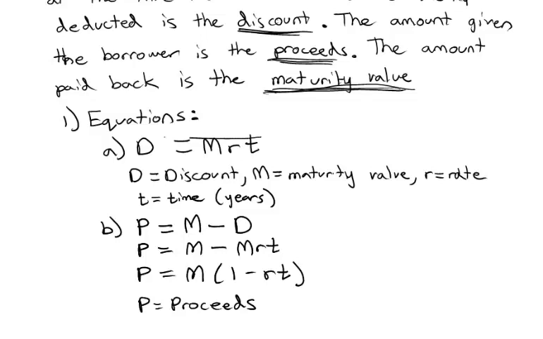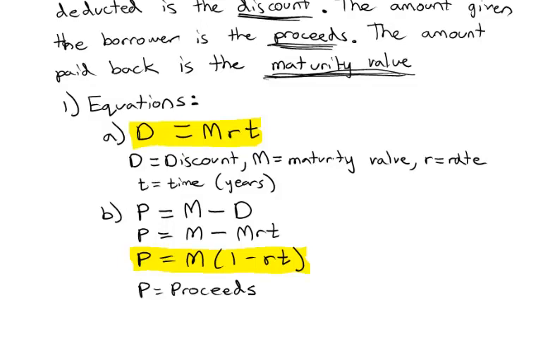So again, two equations. This is my highlighter. The first equation, the discount, is equal to the maturity value times rate times time. The amount of proceeds, what you get, is the maturity value times 1 minus the interest rate times time. So let's take a look at a couple examples where we play with discounts.